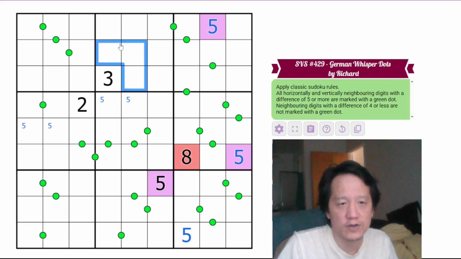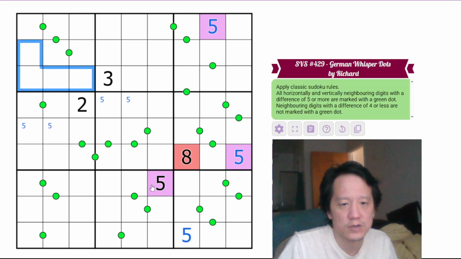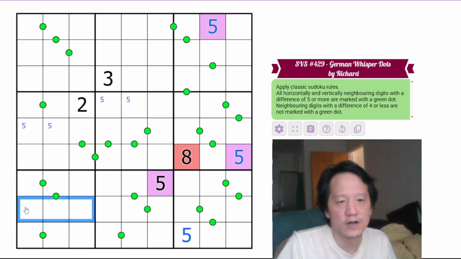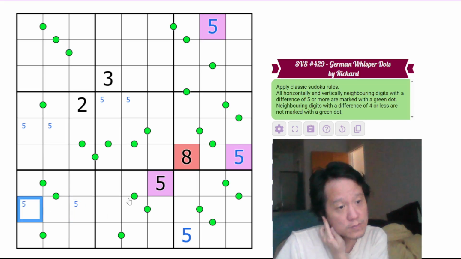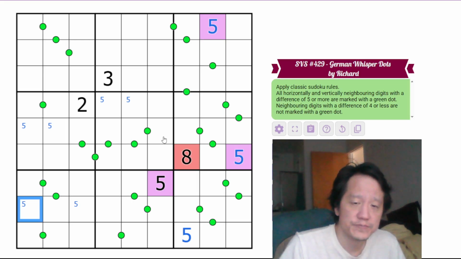5 can be any of these 3. Where's 5 in box 1? It could be any of these 4. Where is a 5 in row 8? Cannot be here because of the 5 in the box. Cannot be here because of the 5 in the box. So it must be one of these two. Okay.